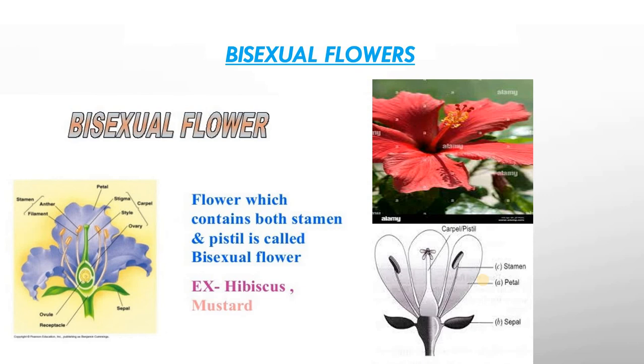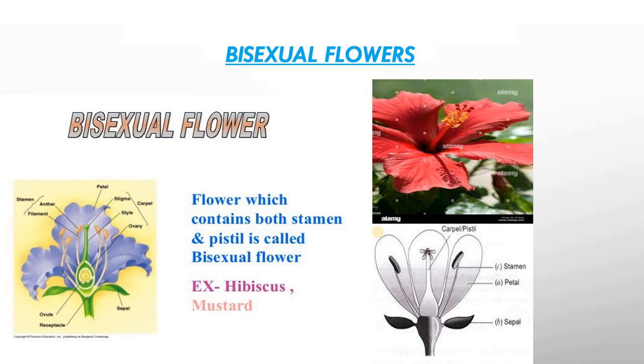Next comes the bisexual flower. What is a bisexual flower? The flower which contains both the reproductive organs, male as well as female, is called a bisexual flower. That means it contains both stamen and pistil. Examples are rose, hibiscus, and petunia. Here you can see this is the male gamete and this is the female gamete. Both are present in the same flower, so this kind of flower is known as a bisexual flower. So this is all about the structure of a flower.